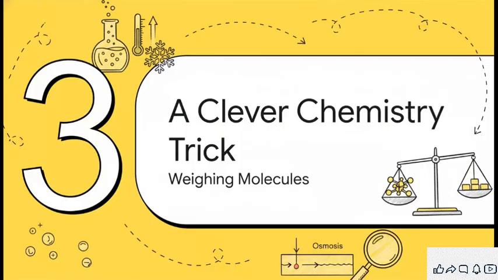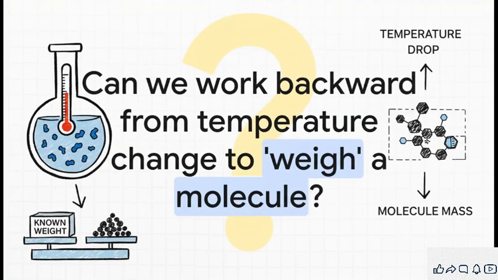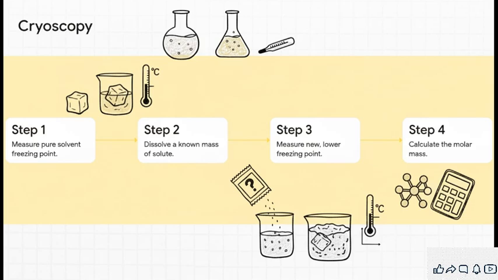So understanding this is one thing. But then, scientists realized they could flip this whole idea on its head and use it for something truly brilliant. It became a clever lab trick. Think about it like this. If we know for a fact that the drop in the freezing temperature is tied directly to the number of particles, what if we have some mystery substance? Could we dissolve a known weight of it, measure that temperature drop, and then work backward to figure out the mass of one of its molecules? And the answer is a resounding yes.